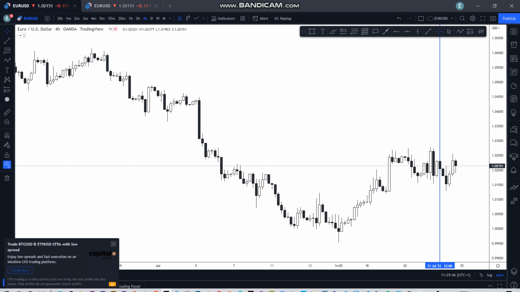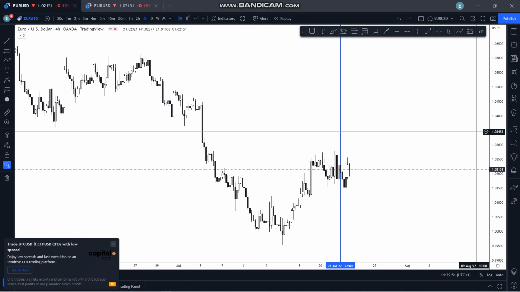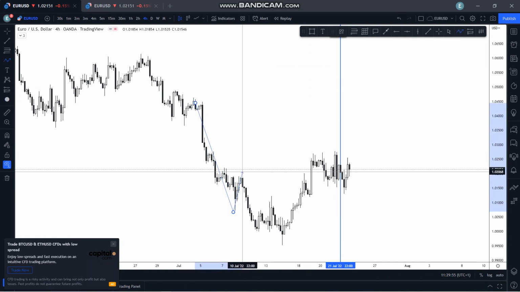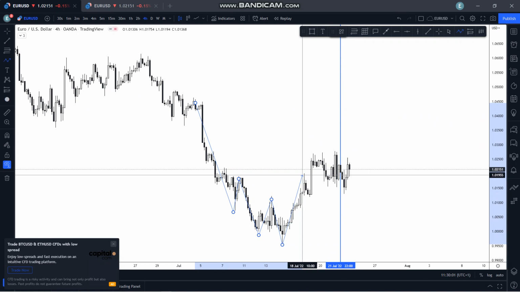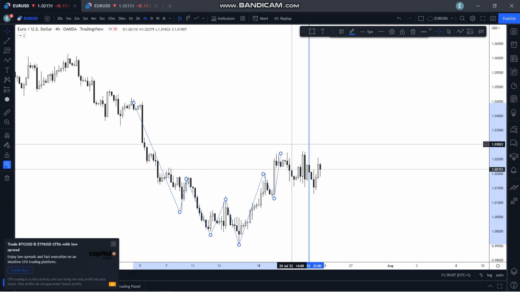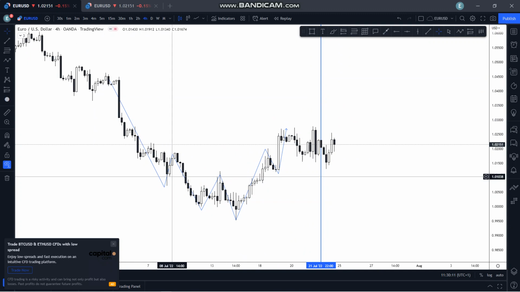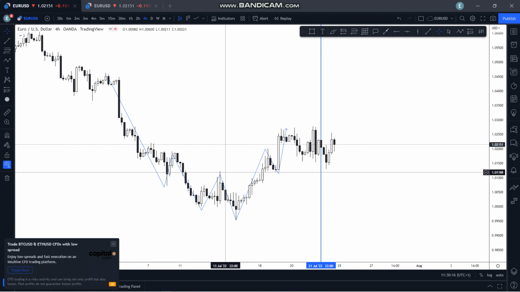So I started my analysis from the 4 hour, and there's nothing much to see on the 4 hour other than the fact that price has been making consistent lower lows and lower highs. After these lower lows and lower highs, we had a change of character. After the change of character, we had a small retracement and then this push to the upside. So we can now see clearly that on the 4 hour, the bias has changed from bearish to bullish because of this change of character.